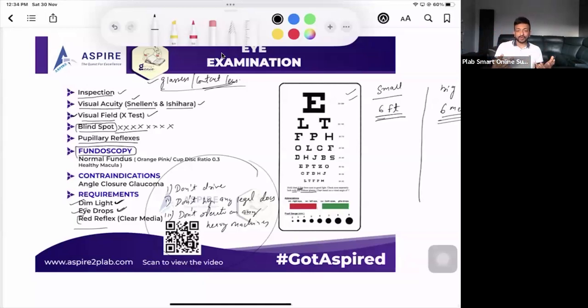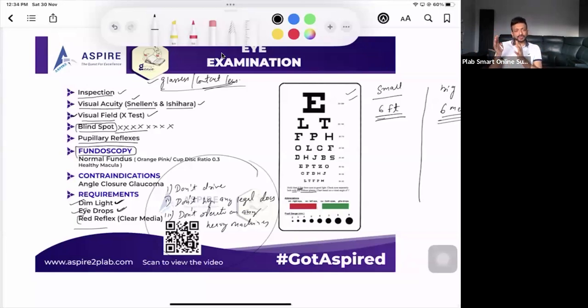I mean, if the patient has got a mature cataract, you cannot see the red reflex, so you cannot see the back of the eye, and there is no point in doing fundoscopy. So that is the thing. Just check the red reflex, and then you go very close to the patient and you do fundoscopy. In fundoscopy, you just need to be very careful about a few points.